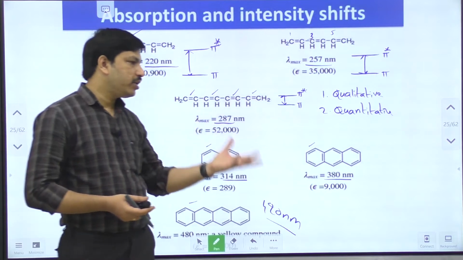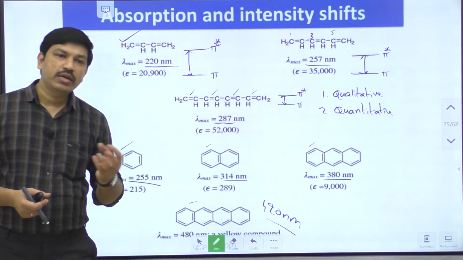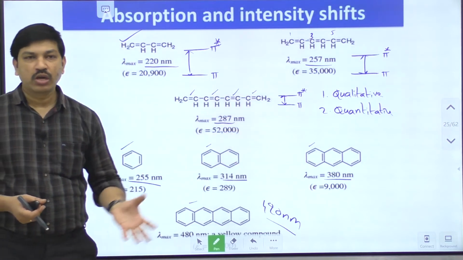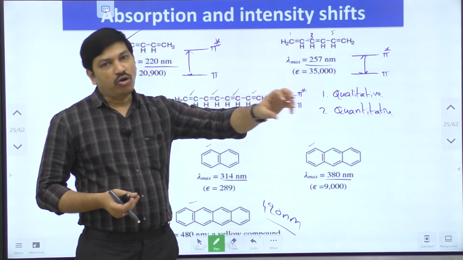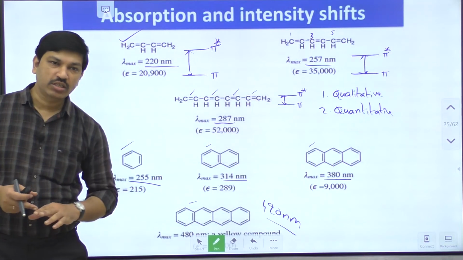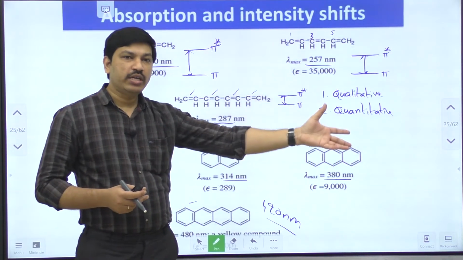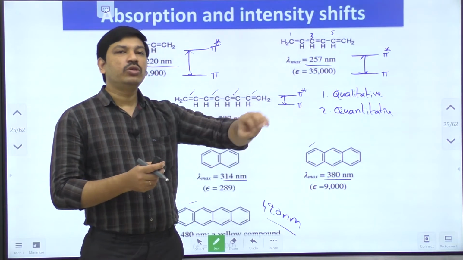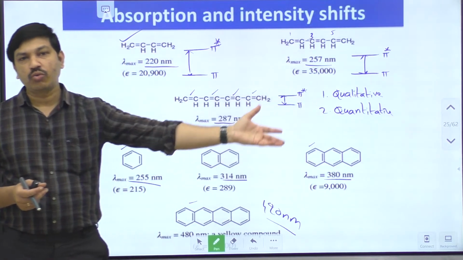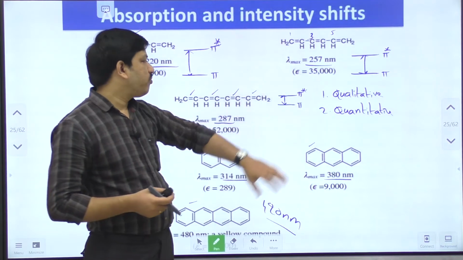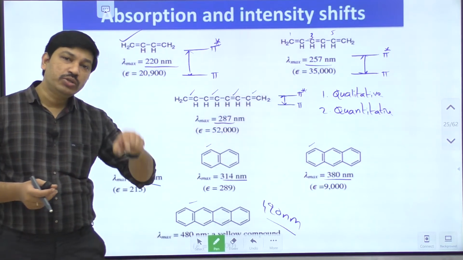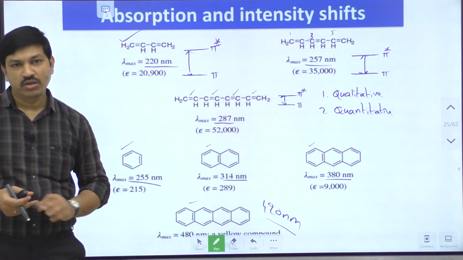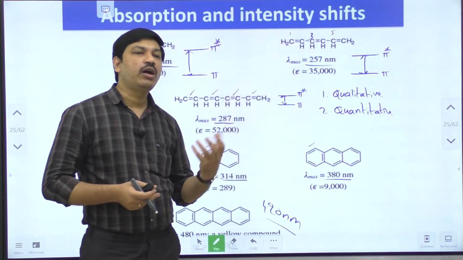So UV visible spectroscopy is useful for qualitative applications, which means it is useful to understand what type of compound it is, whether it is an unsaturated compound or a saturated compound, a conjugated system or a non-conjugated system, whether it is a cis isomer or a trans isomer. We can say something about the nature of the molecule. So quality is nothing but nature. Whereas quantitative means it is useful to estimate the concentration of colored solutions.